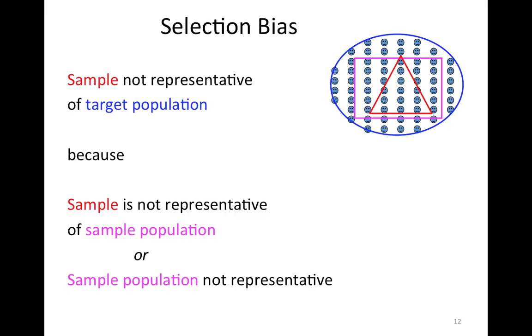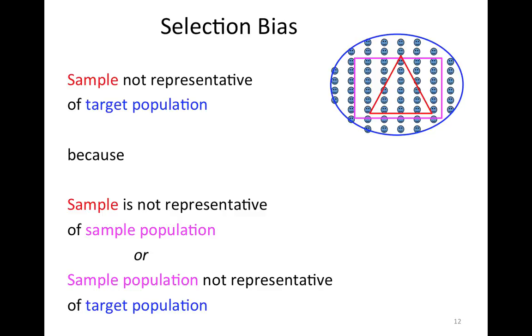And the other reason we could have selection bias is that the sample population might not be representative of the target population. So again, suppose I'm trying to learn about the voting patterns of people in Massachusetts, and the target population consists of all voters in the state of Massachusetts, and the way I decide to sample is by walking up and down the street and approaching people. Then the sample population consists of the people who were on the street that day, and the sample consists of the people who I decide to approach.